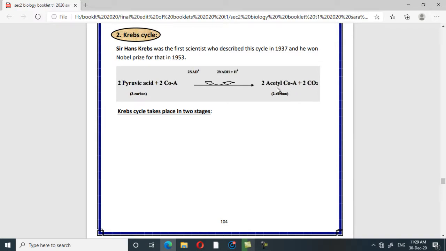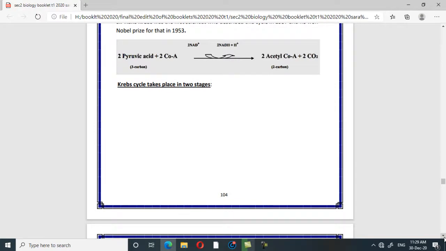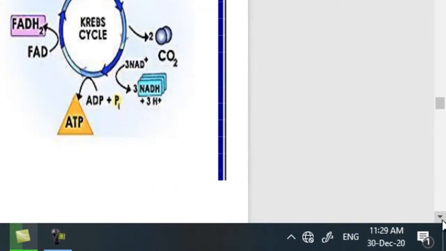Acetyl-CoA is a 2-carbon compound. At this stage, amino acids and fatty acids from food also join the Krebs cycle in the form of acetyl-CoA, and 2 molecules of carbon dioxide will be produced. Let's start the Krebs cycle. Here we start with 2 acetyl-CoA. The first compound produced inside the Krebs cycle is citric acid, so we can also call the Krebs cycle the citric acid cycle.